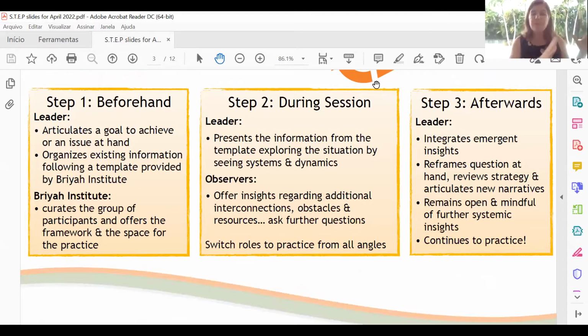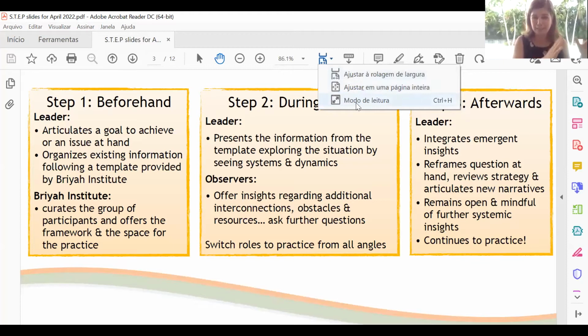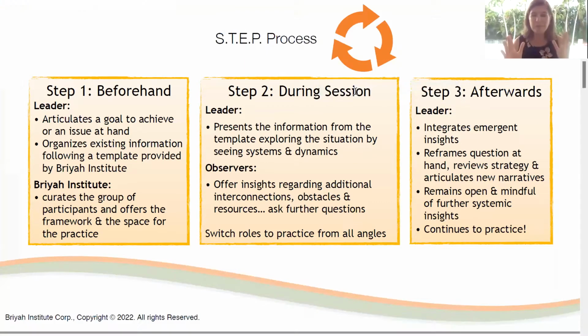So beforehand, ideally, you would have done some thinking. During the session, if you haven't done it before, that's okay. You have time to explore and do the exercise in your own time. And then afterwards, ideally, you will go back and see what kind of insights you received and reframe the problem, okay? So next slide, please, Isa.